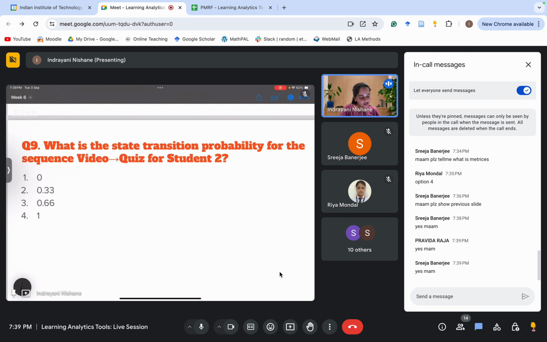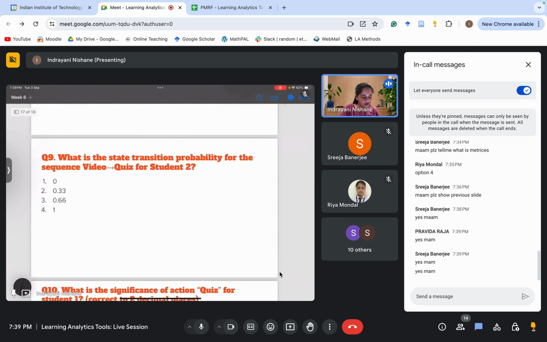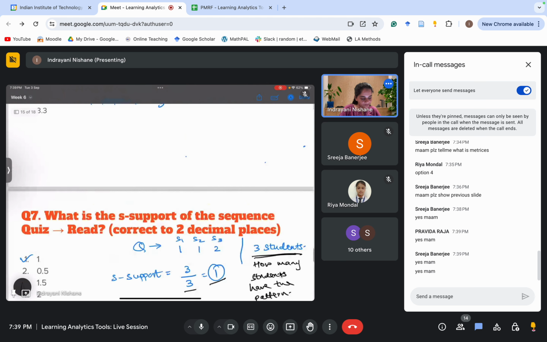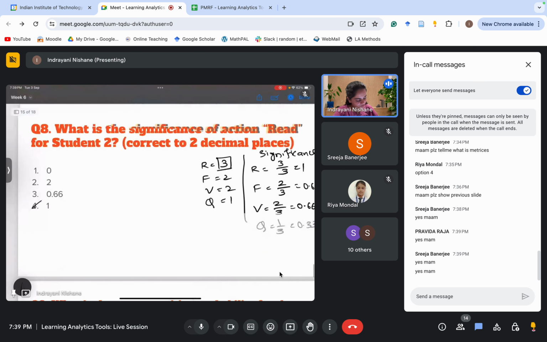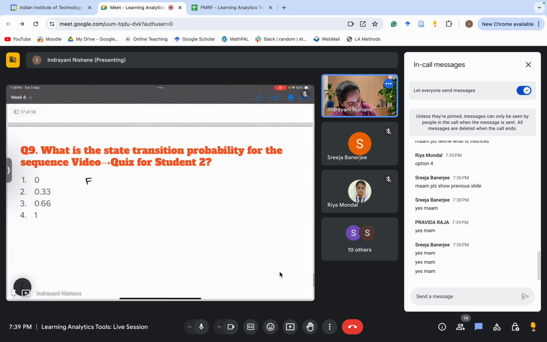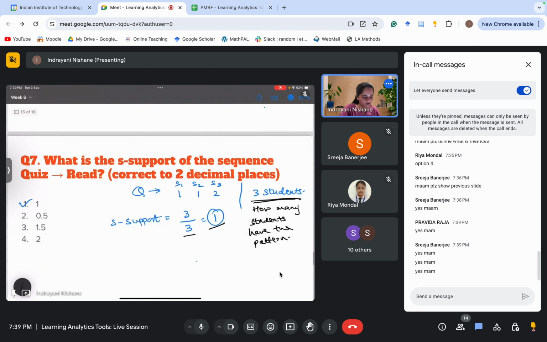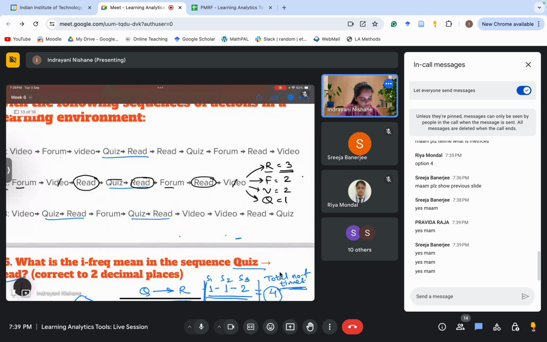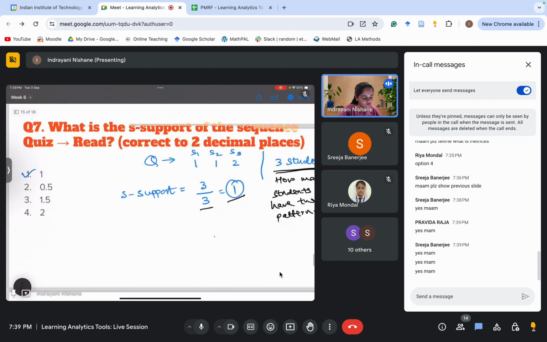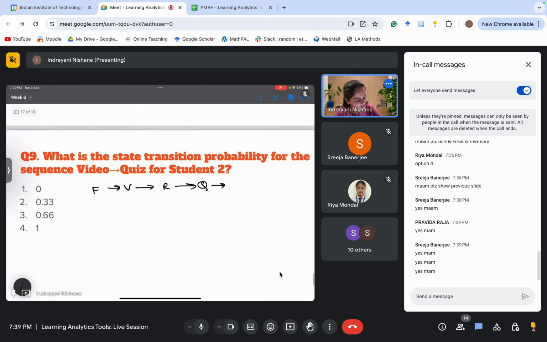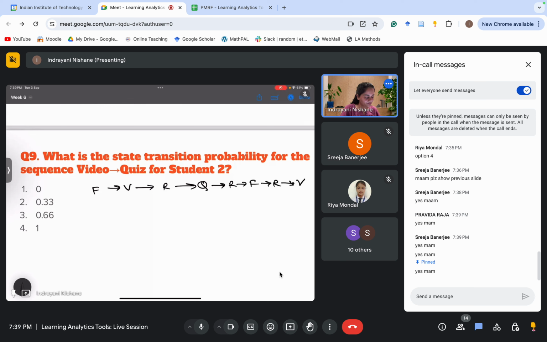Now what is the state transition probability for the sequence video to quiz for student 2? So now let us copy this. Forum video read quiz. Forum video read quiz. The next sequence is read forum read video. Read forum read video. Okay.